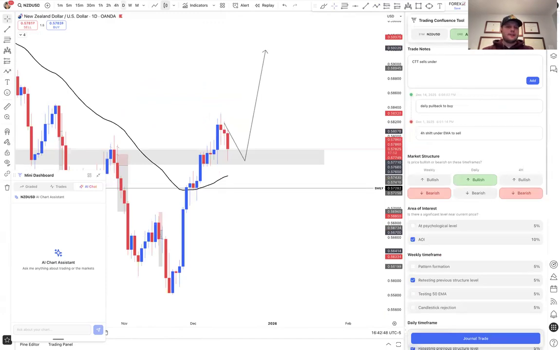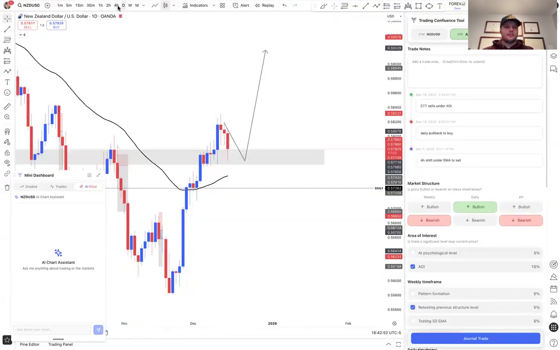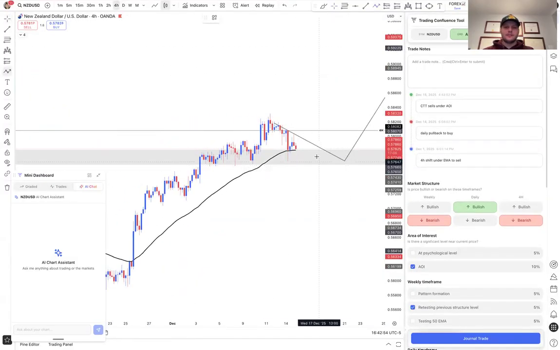under area of interest. So it would basically be a break underneath, retest to sell. So in parentheses, 4-hour break and retest under EMA. Okay.